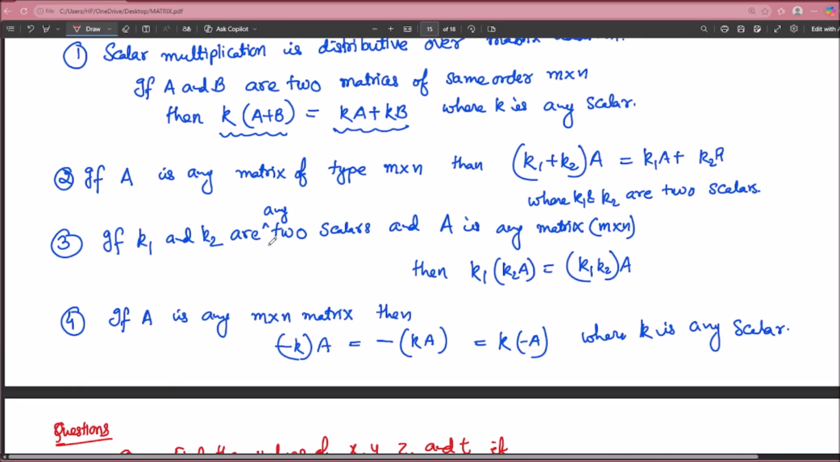Next one is, if k1 and k2 are any two scalars and A is any matrix of order m into n, then (k1 k2) A is equal to k1 (k2 A). That means A को पहले k2 के साथ मल्टीप्लाई करते हैं, then फिर k1 से मल्टीप्लाई करें, या फिर k1 k2 को मल्टीप्लाई करके फिर A के साथ मल्टीप्लाई करते हैं, then the result will be the same, no change. And the last property, that is the fourth one, is if A is any m into n matrix, then minus of k times A is equal to minus k into A, or k into minus A. लिखने का ये अलग अलग तरीका. This is another way of writing these terms, where k is any scalar. In सारे cases में the value will be same.